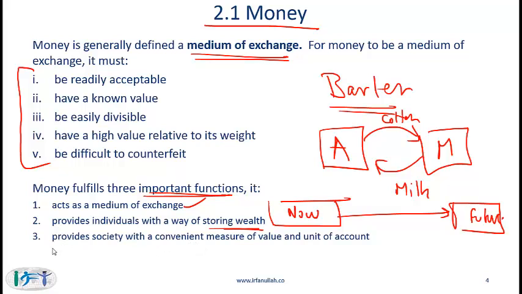And finally, money provides society with a convenient measure of value and unit of account. The key point here is measure of value. When we go and buy a new car, and if the salesperson tells us that this car is for $20,000, then we know exactly what this number means.